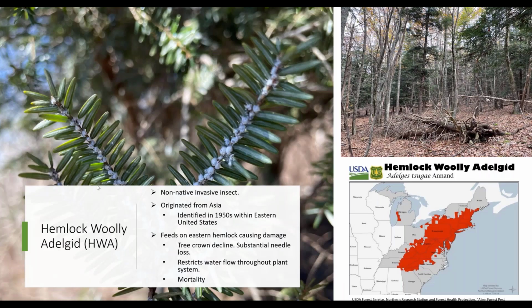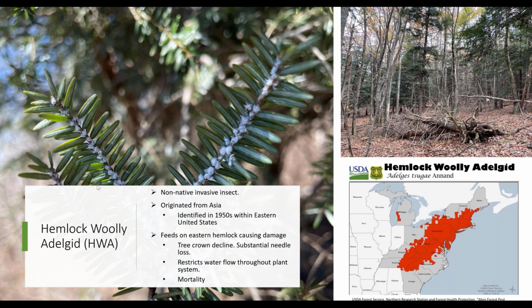And so this brings me to the Hemlock Woolly Adelgid, commonly referred to as HWA. It is a non-native invasive insect originating from Asia and was first identified in the 1950s within the eastern U.S. Many reports have cited the first known occurrence happening in Richmond, Virginia, and then spreading shortly afterwards from there. This pest feeds on eastern hemlocks, where it damages the tree and over time leads to defoliation. The damage also restricts water flow within the plant system, commonly leading to mortality.